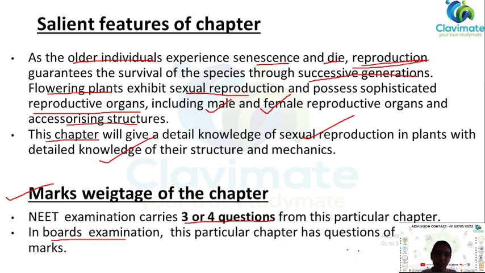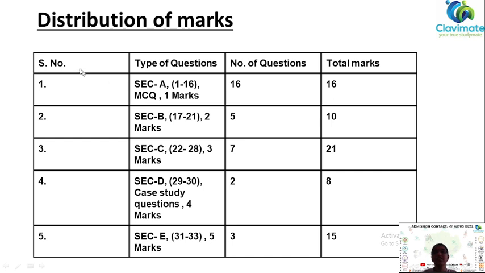In board examinations, the questions are 10 to 14 marks. So, distribution of marks: we have sections A to E. In A we have MCQs, B has 2 marks, C has 3 marks, D has 4 marks and E has 5 mark questions. The number of questions asked in 1 mark is 16, so the total is 16 marks, and 5 questions in section B, 7 questions in section C, 2 questions in section D and 3 questions in section E.